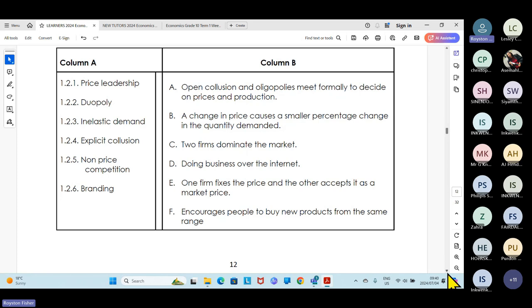And then 1.2.6, branding. Let's see what your answers are. Alston River High gives two answers here. They give F and D. Fairdale High says it's D. And there's someone that says it's F. So it seems like there are two answers given. The one says it's F, the one says it's D.